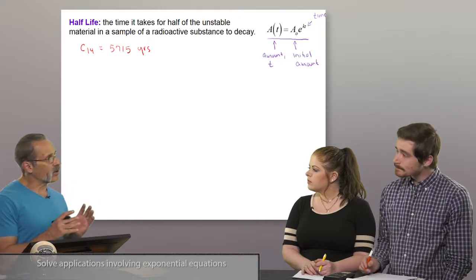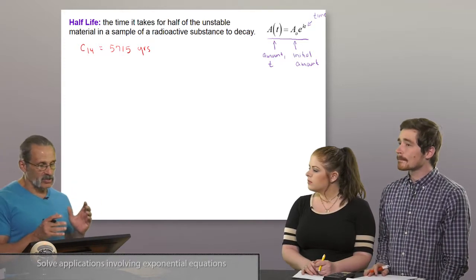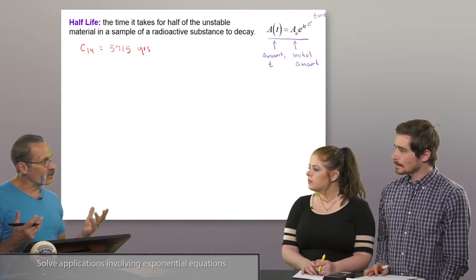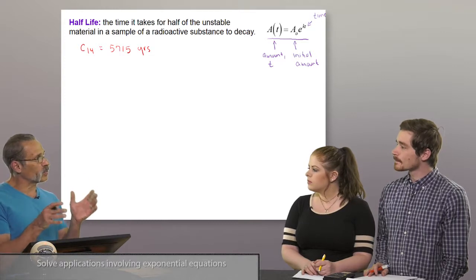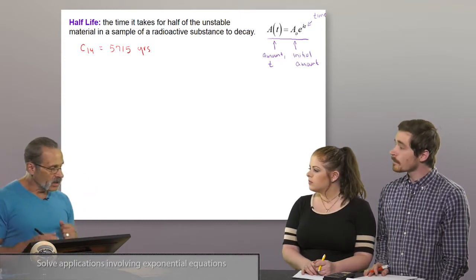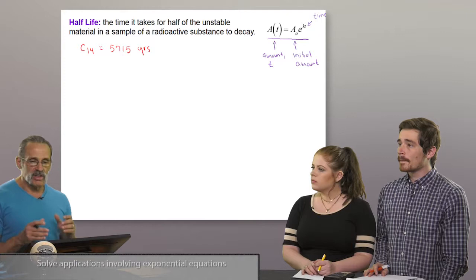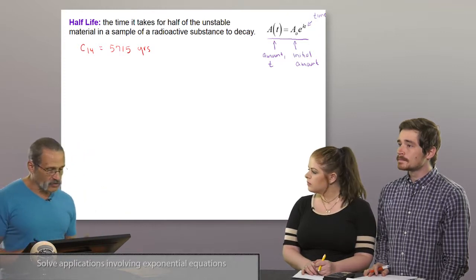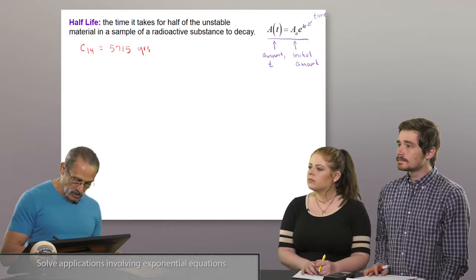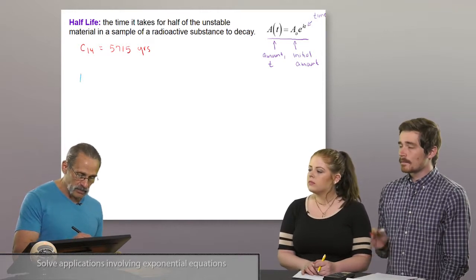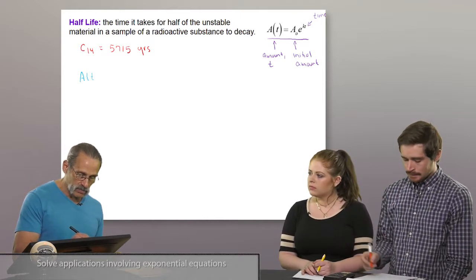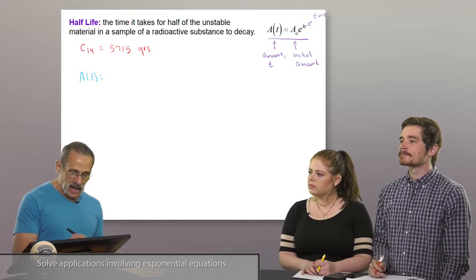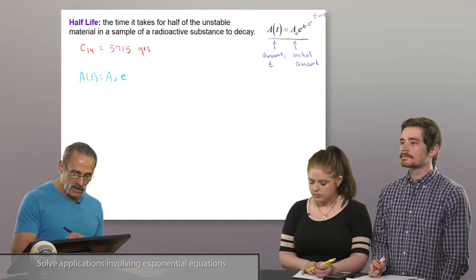Now, when I take a look at carbon, its half-life is 5,715 years. That means half of those isotopes will decay in that amount of time. So I want to see if I can come up with a value for k knowing this. The way I'm going to do that is to rewrite my equation here in blue: A of t is equal to A sub 0 e to the kt.